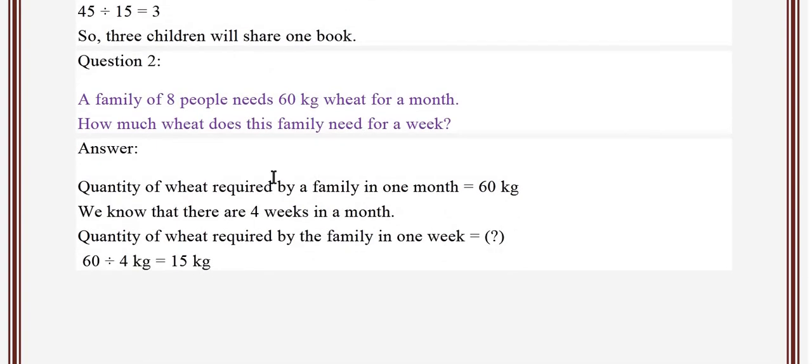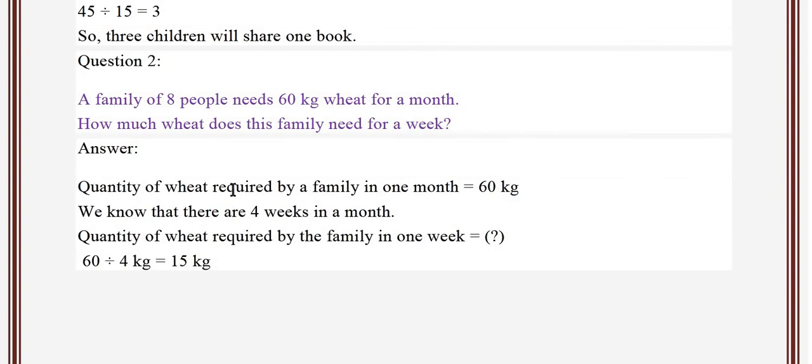Question number 2. A family of 8 people needs 60 kg wheat for a month. If 1 month is there, then 60 kg. 1 month means 30 days are there. How much wheat does this family need for a week? We know that in 1 month there are 4 weeks.